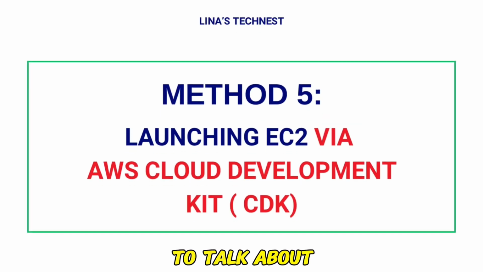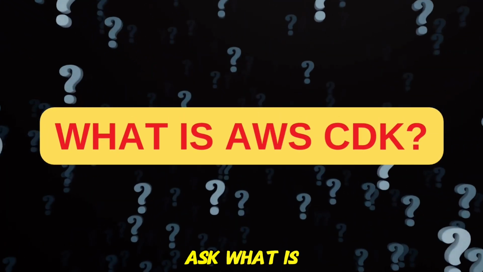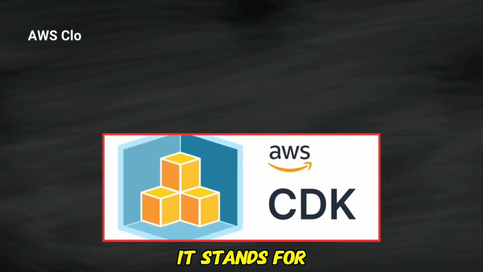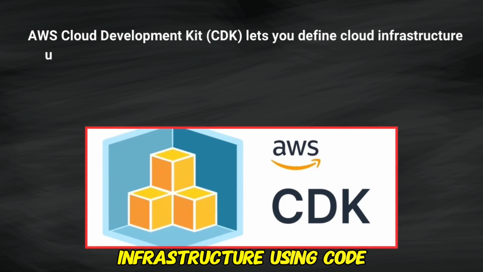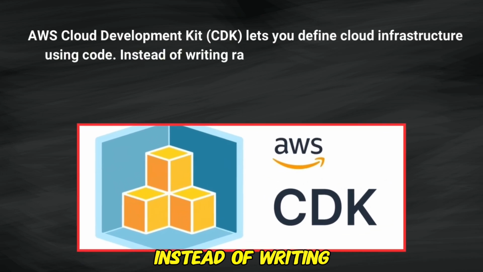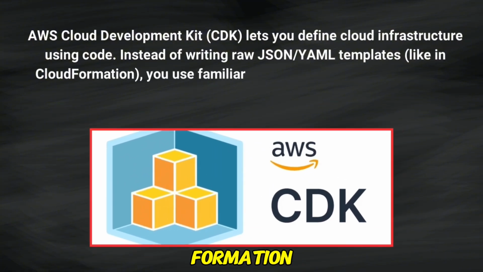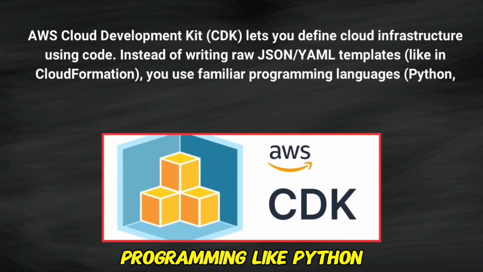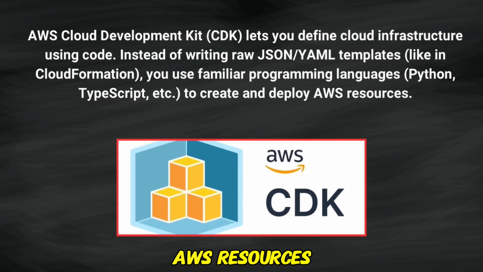We are going to talk about using AWS CDK to launch an EC2 instance and then install Apache with a custom web page as well. So one will ask, what is AWS CDK? It stands for AWS Cloud Development Kit. It allows you to define cloud infrastructure using code. Instead of writing raw JSON file or YAML templates, like in CloudFormation, you use familiar programming languages like Python, TypeScript, etc. to create and deploy AWS resources.